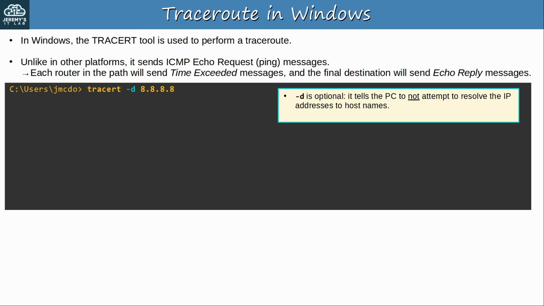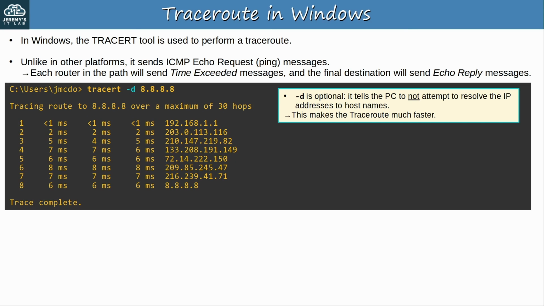It tells the PC to not attempt to resolve the IP addresses to host names. If you want your computer to try to resolve the IP addresses, you don't need the -d. But if you don't need that info, it makes the traceroute much faster. The traceroute command can take a long time, but this makes it faster.